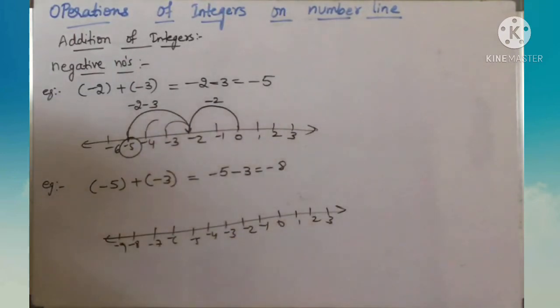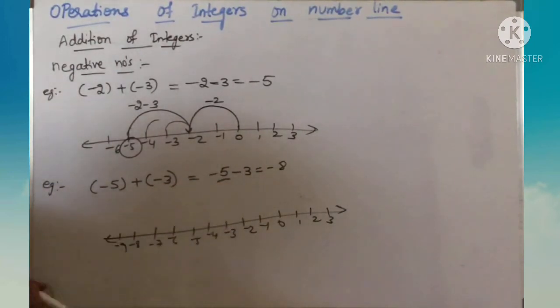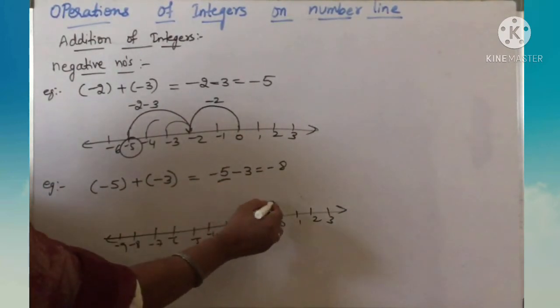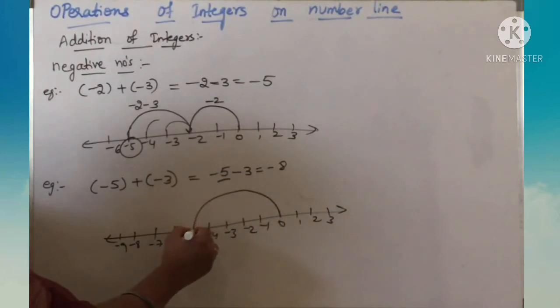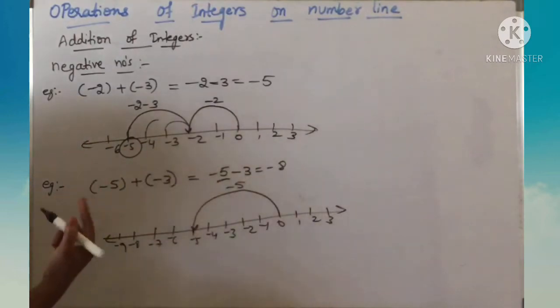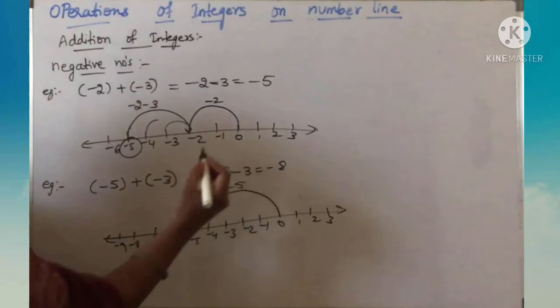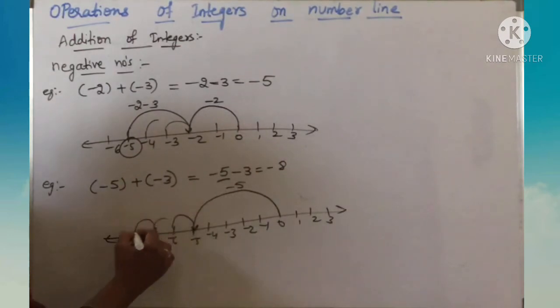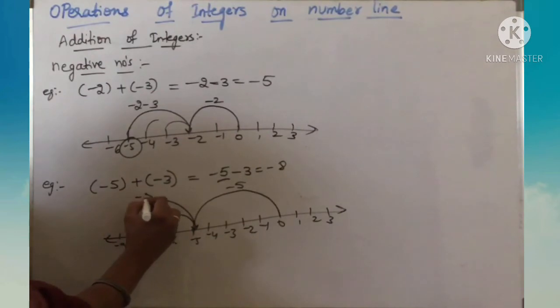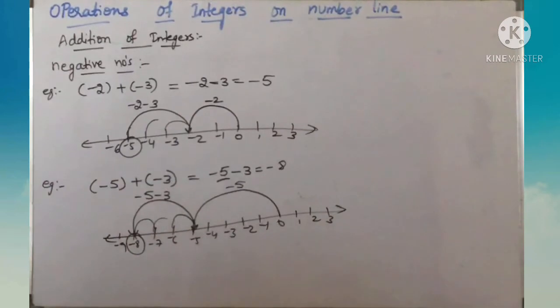The first number is minus 5, second number is minus 3. So first we locate minus 5. So minus 5 is located from 0, 0 to minus 5. Okay, this is minus 5. Next minus 3, negative. So we should move to left side. How many places we should move? 3 places. So 1, 2, 3. So finally you will get the answer as minus 8. So minus 5 minus 3 gives you minus 8.